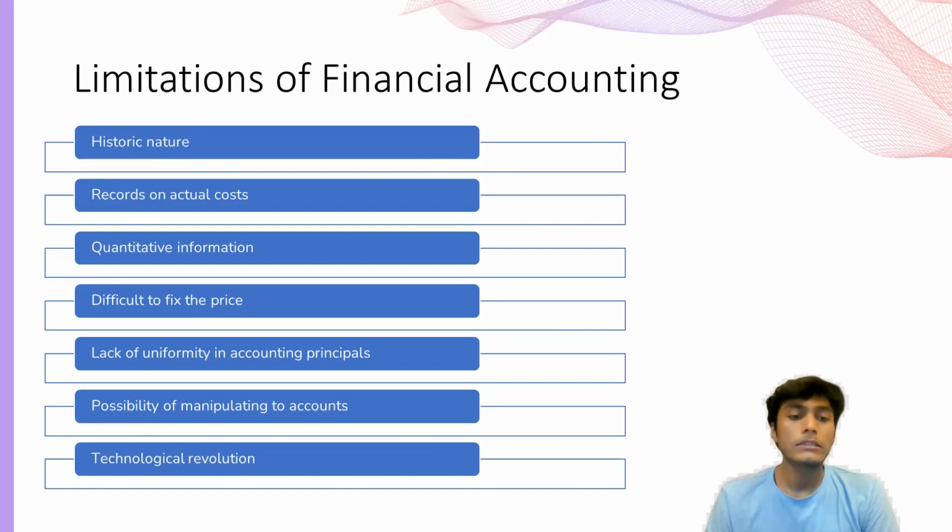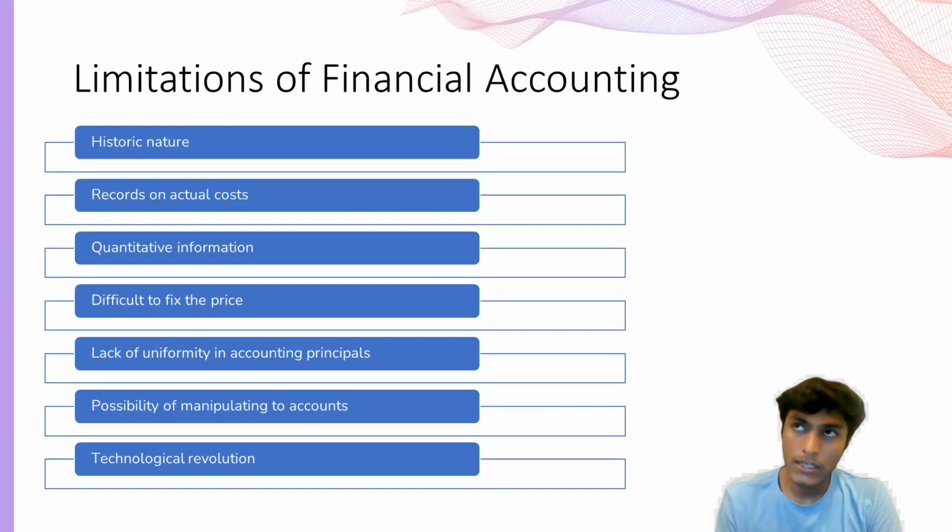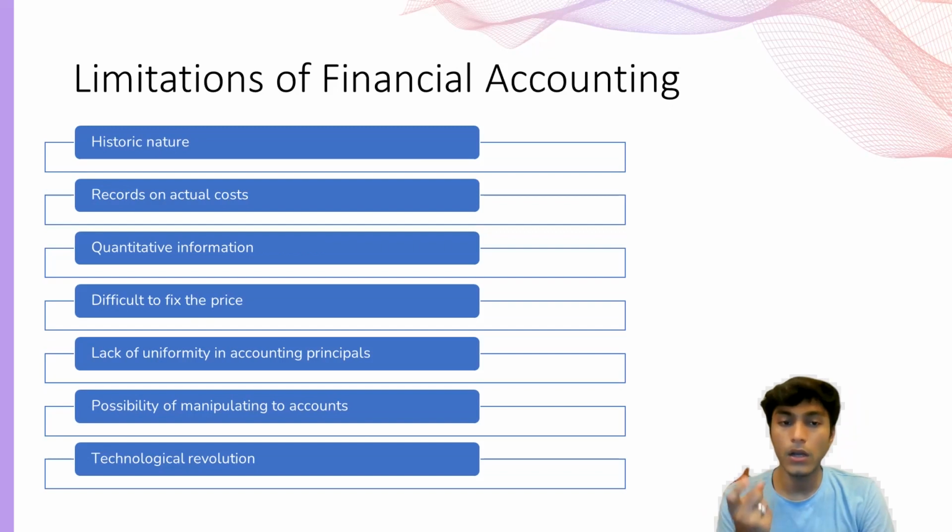The last one is the technological revolution. For example, a sudden technological change can create a huge impact on the financial accounting. That would create a negative impact on the outside stakeholders. So this is a kind of limitation for the financial accounting.